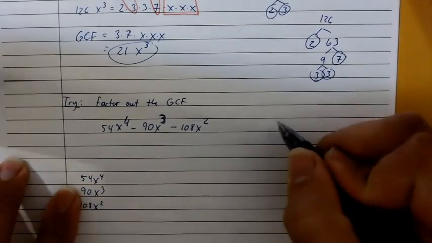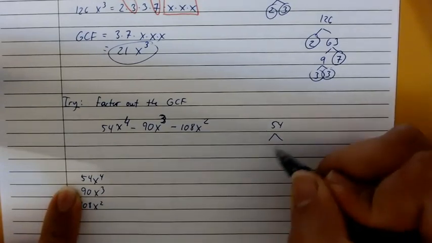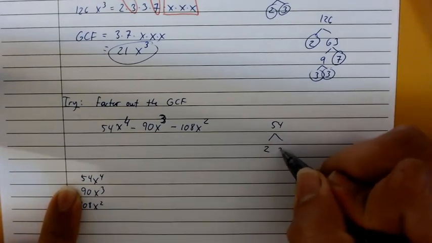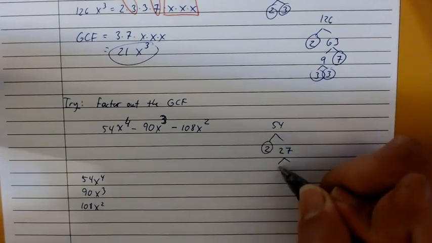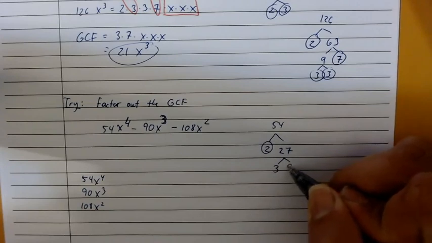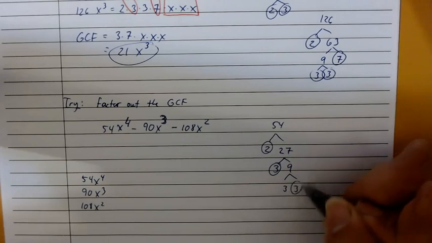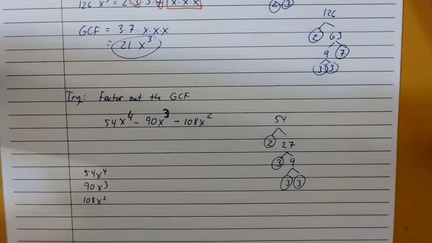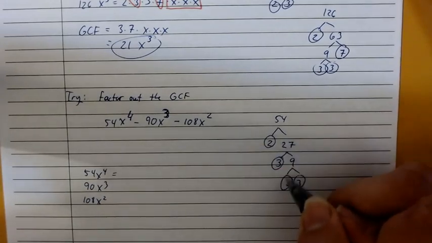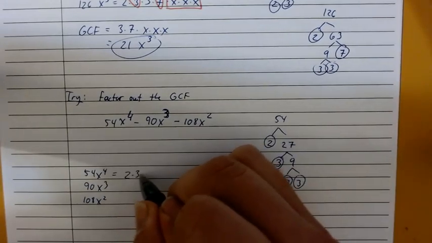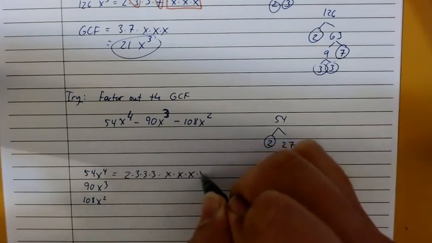Let's start off with the coefficient 54. Let's see here. 54 is 2 times 27. Now 2 is a prime number, but 27 is 3 times 9. And 3 is a prime number, but 9 is 3 times 3. Just like that. Okay. So here 54x to the 4th is 2, 3, 3, 3. And then 4 copies of x multiplied together.